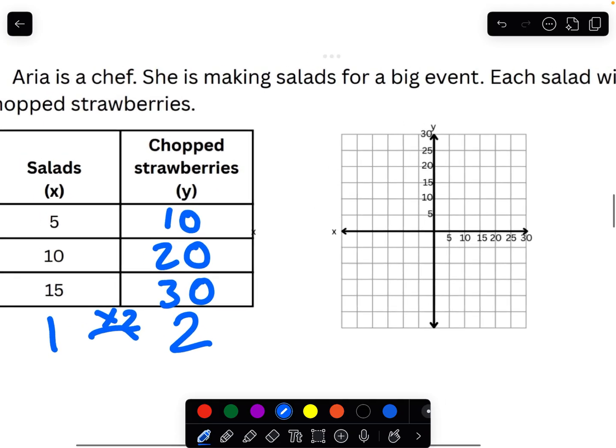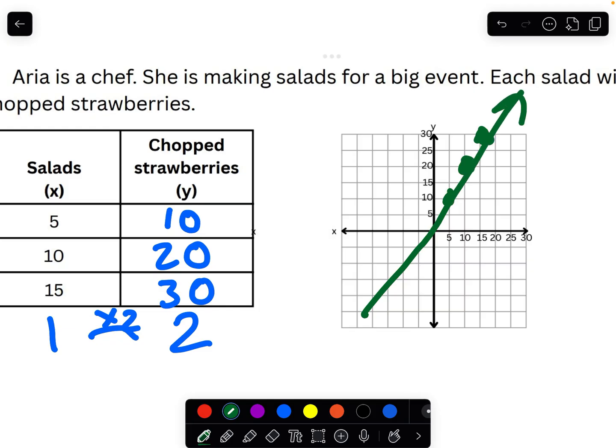And now let's plot it and see what it looks like as a line. Let's do the color green. So we've got 5 and 10, 10 and 20, and 15 and 30. This line looks a lot like the last one, huh? Probably because the rate of change is the same.